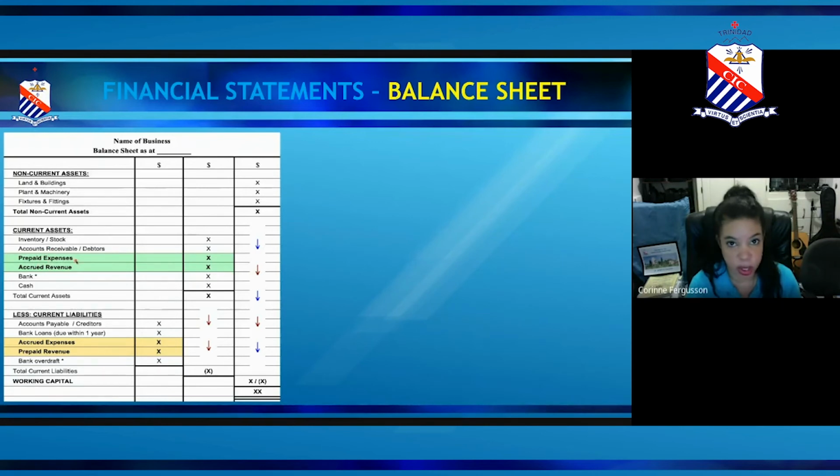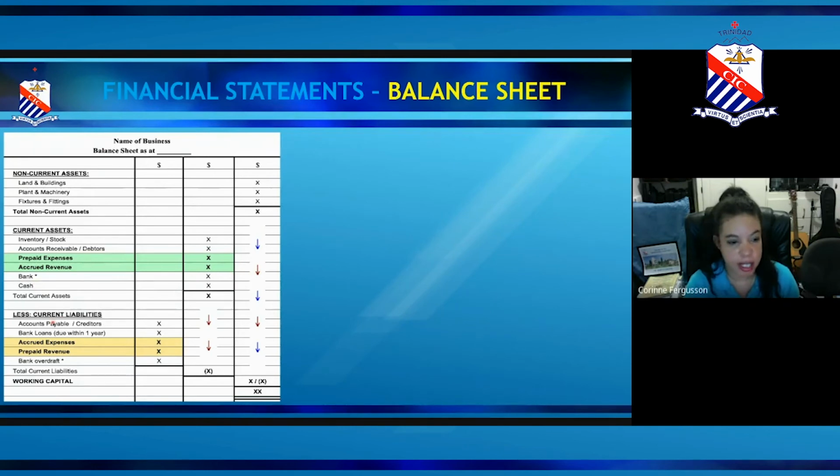These can be in any order, by the way. So you could have accrued revenue and prepaid expense. It doesn't matter what order for these two. But the others must be in this order. So you start with inventory, and then you have accounts receivable or debtors. Then you have these two, and then bank and cash.